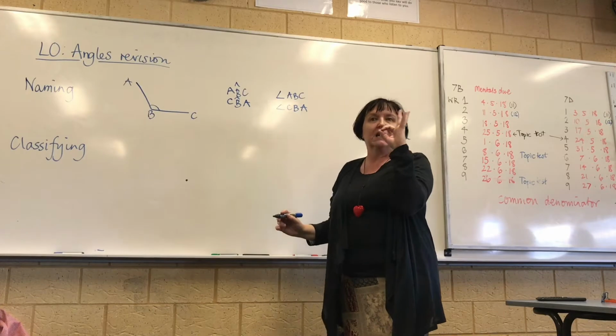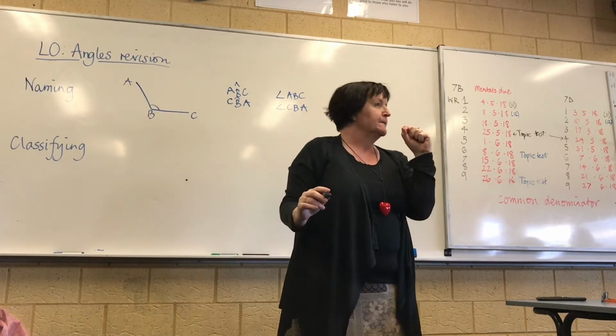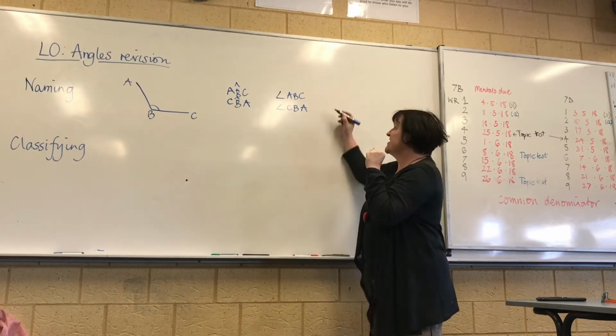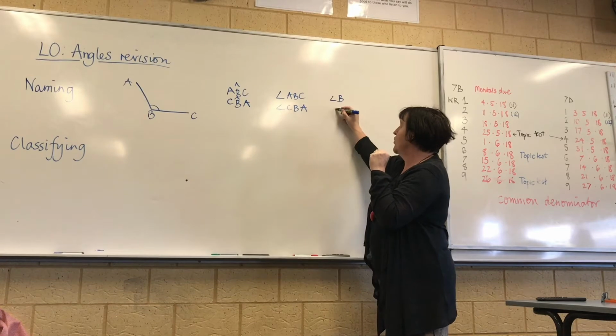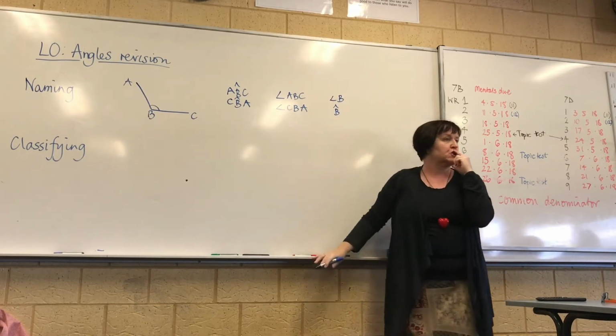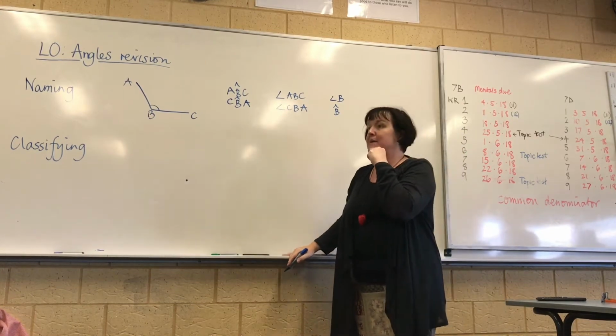of doing it, but is technically correct, but we'll talk about why it's not the best way. Anyone remember? It's literally just angle B, okay, or B with a hat. Now, why is that not the best way to name an angle?